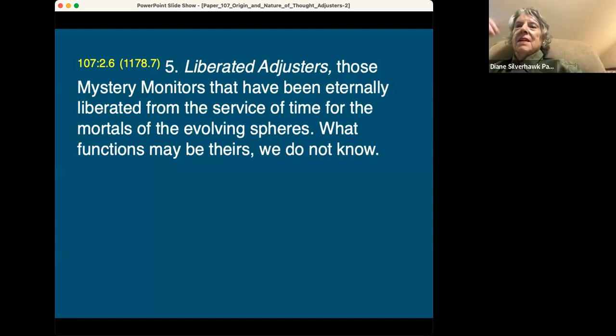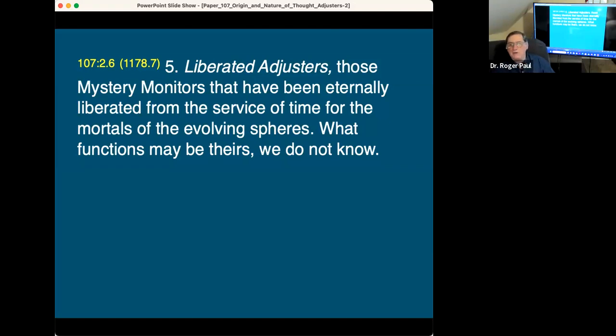Five, liberated adjusters. Those mystery monitors that have been eternally liberated from the service of time for the mortals of the evolving spheres. What functions may be theirs, we do not know. So these are adjusters that have been released or liberated from service for mortals, and they are assigned other tasks, and they don't even know what these are. That's why they're called liberated adjusters. They're not assigned to human beings any longer.